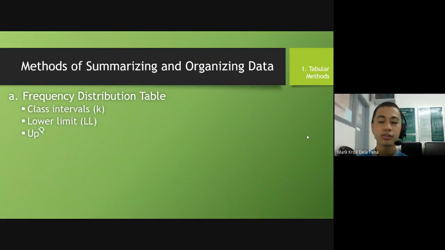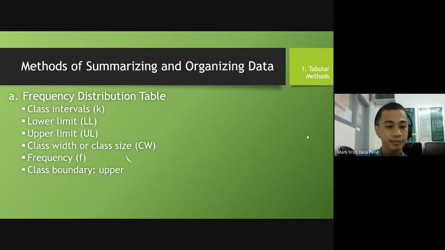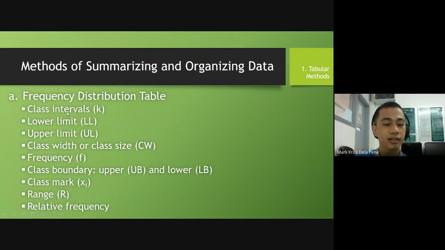Now, let's go to the calculated parts. We have these parts: class interval, lower limit, upper limit, class width or class size, then the frequency, the class boundaries. We have the upper class boundary, the lower class boundary, the class marks, the range, and the relative frequency.